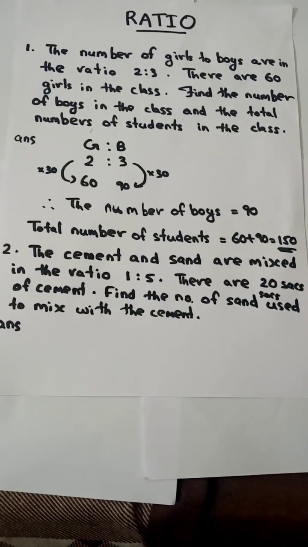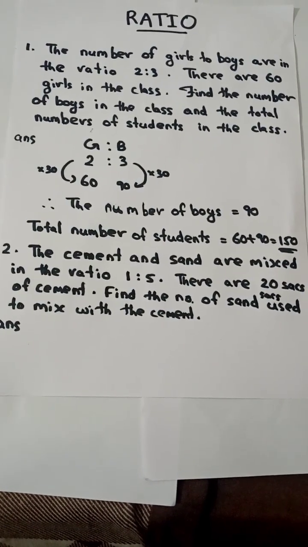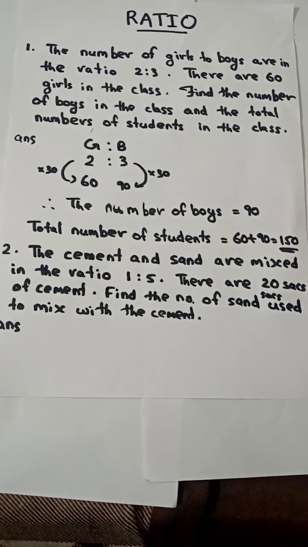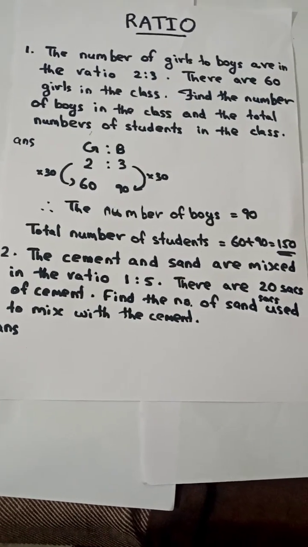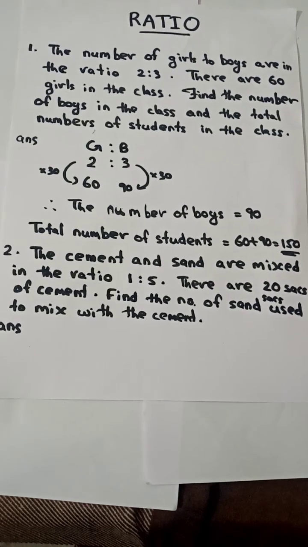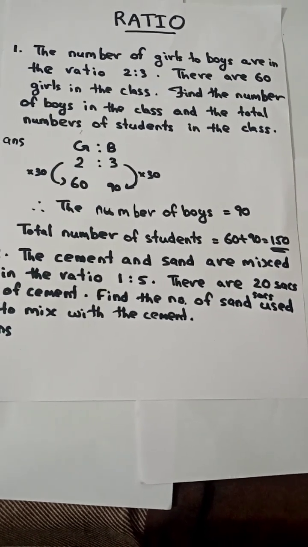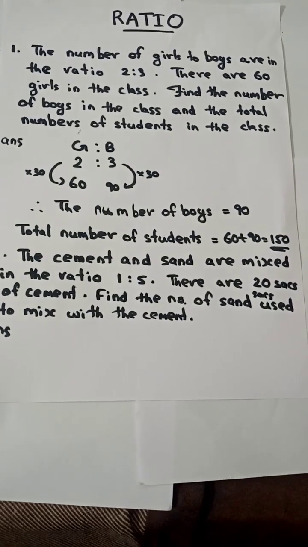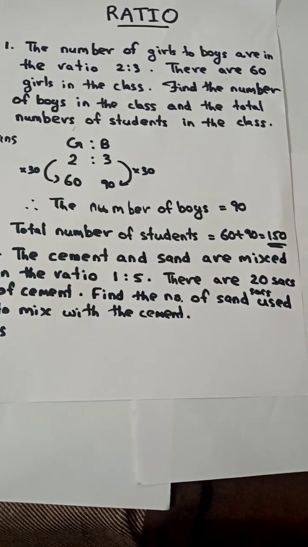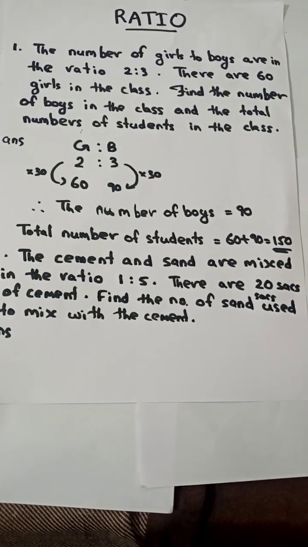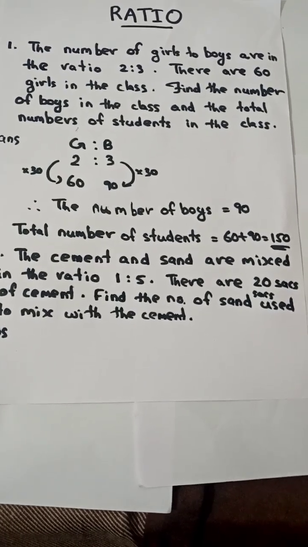We can move on to the next question. The cement and sand are mixed in the ratio 1 is to 5. There are 20 sacks of cement. Find the number of sacks of sand used to mix with the cement. So there are 20 sacks of cement, and we want to find the number of sand sacks used to mix with the cement, and the ratio is 1 is to 5.